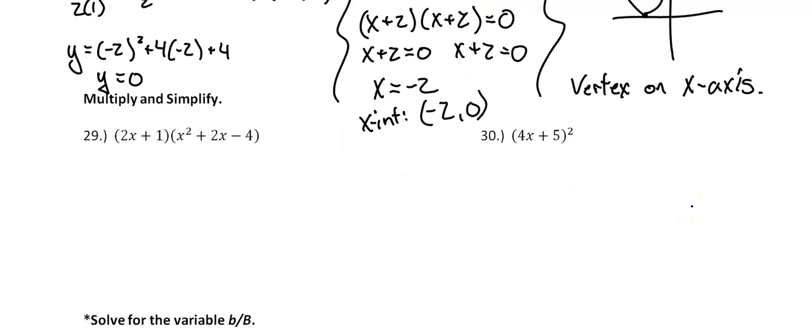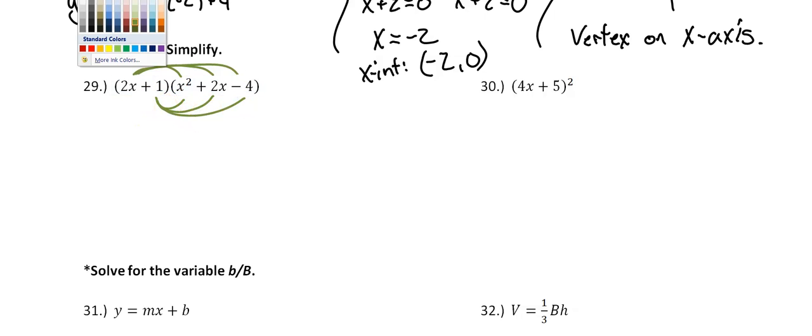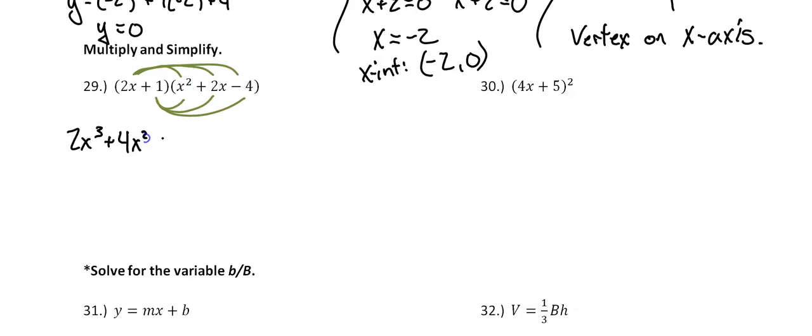The next one, it asked me to just multiply or simplify here. So this one's my distributive property. I distribute that 2x to each of these. And then I'm going to distribute the +1 to each of these. When I distribute the 2x, that gives me 2x cubed plus 4x squared minus 8x. When I distribute the 1, that gives me plus x squared plus 2x minus 4.